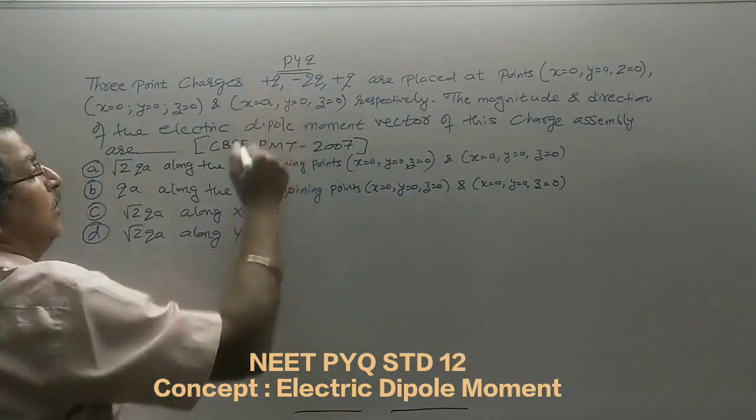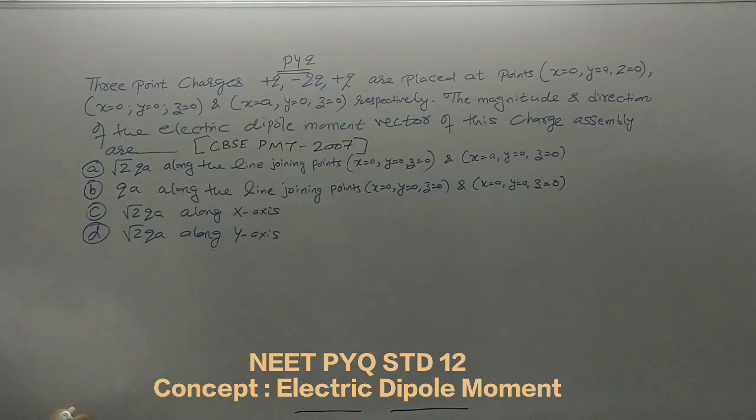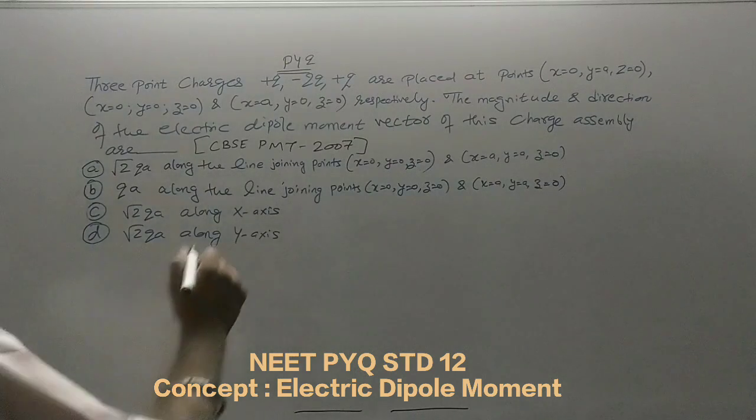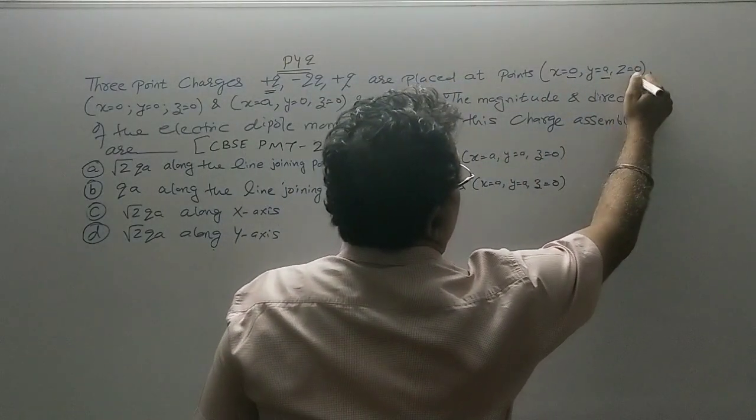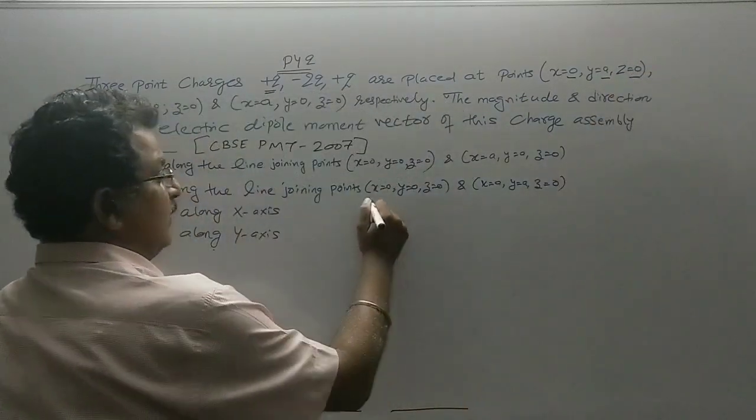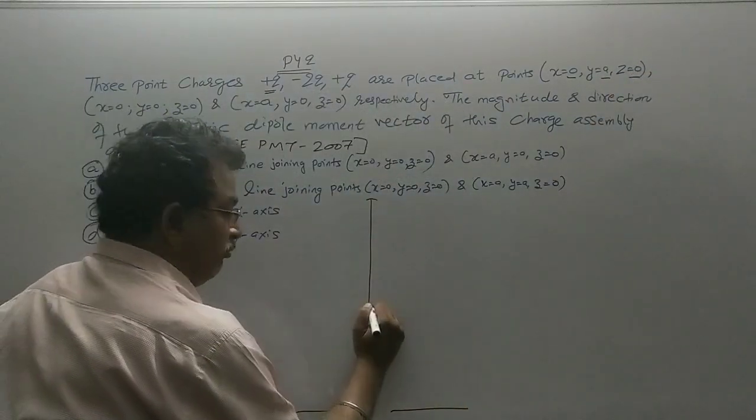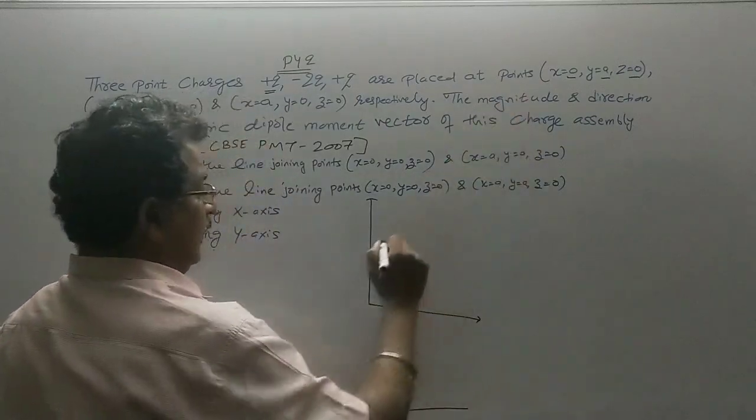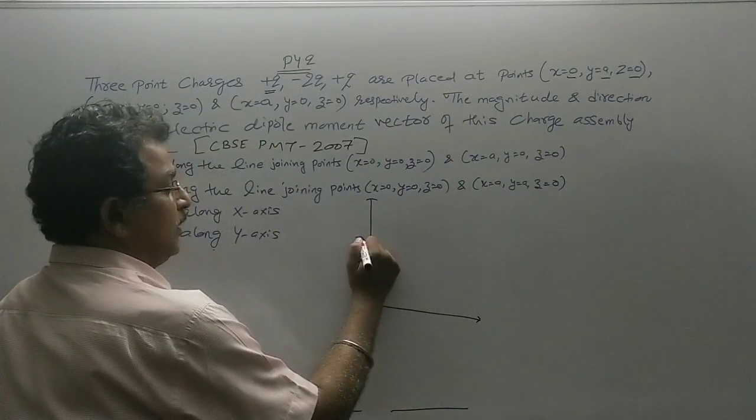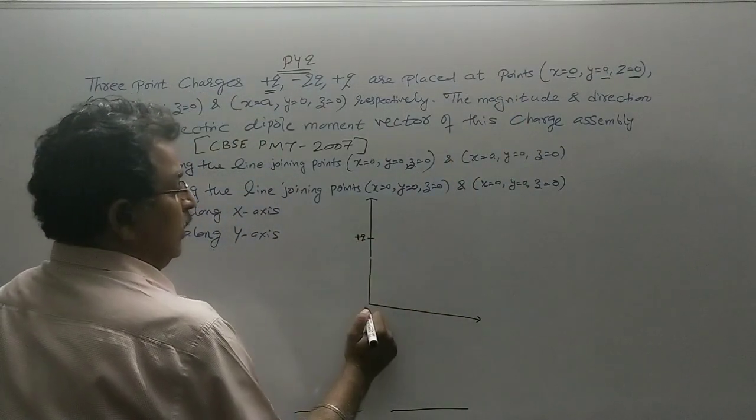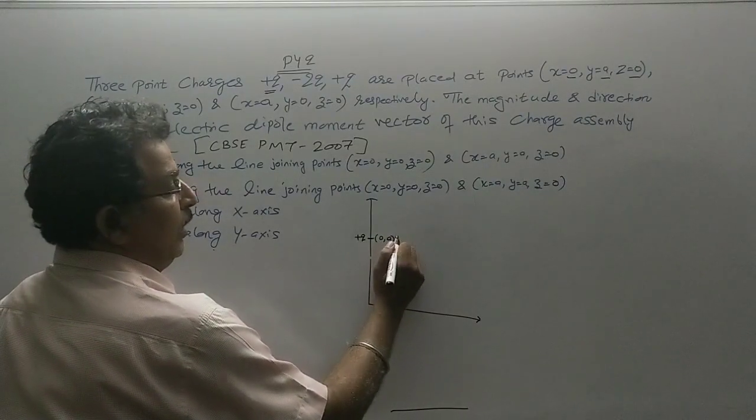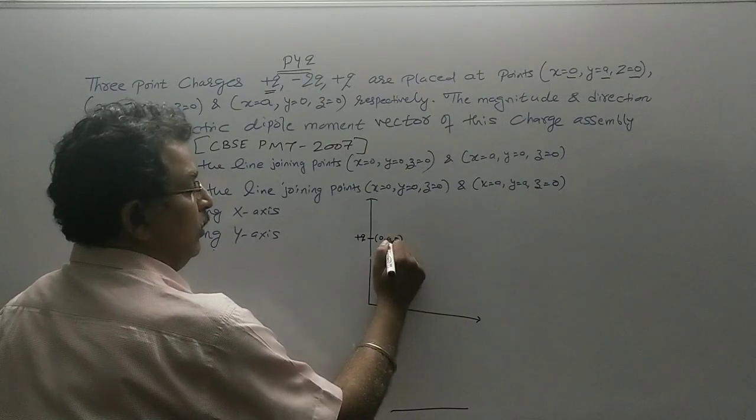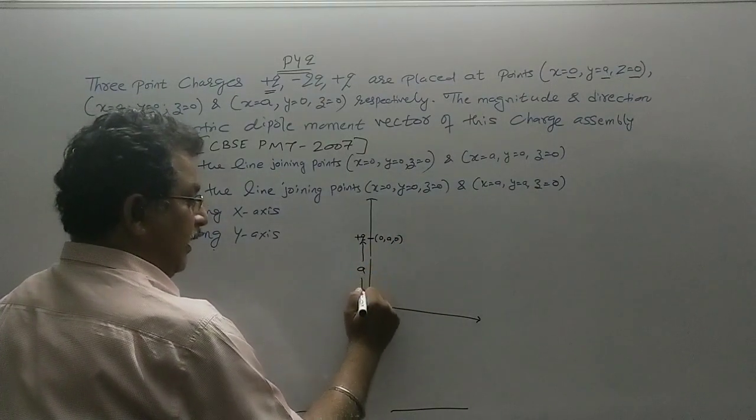The first charge is +q. The coordinate of the +q is (0, a, 0). That is, it is on the y-axis at a distance a. So let us assume this is the first q charge, having the coordinate (0, a, 0). So this distance is a.